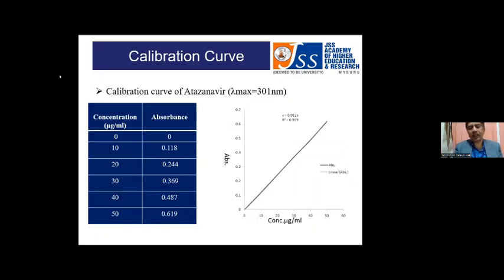Further, we developed the calibration curve using phosphate buffer, in which we established linearity between 0 and 50 micrograms per ml, and the absorbance increased linearly with a regression coefficient of 0.999.